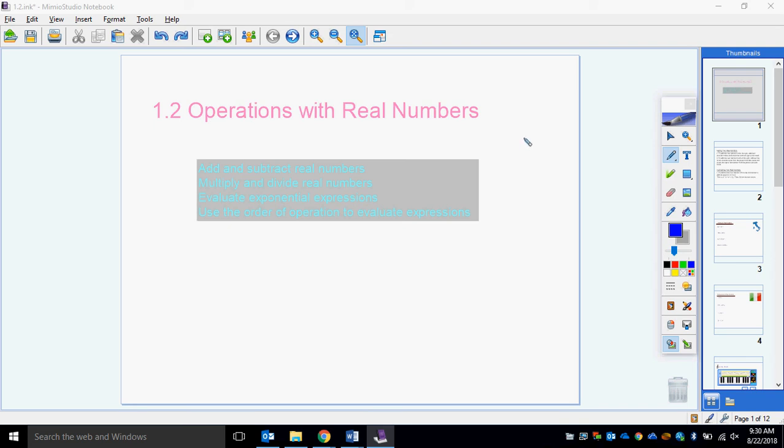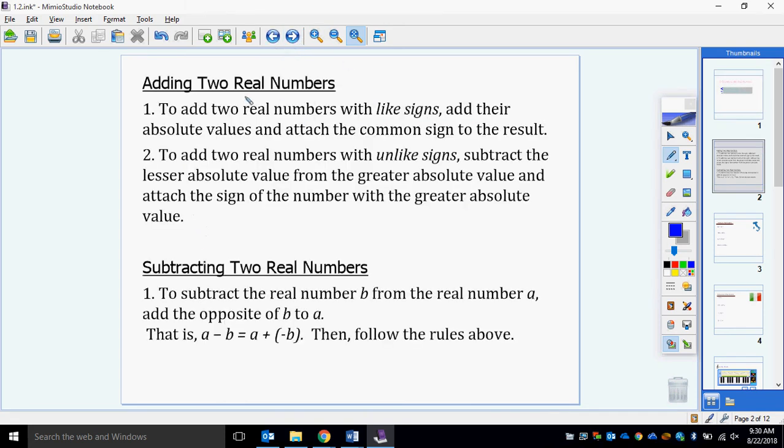1.2 Operations with real numbers. We're going to be adding, subtracting, multiplying, and dividing real numbers, and then evaluating exponential expressions and using the order of operations to evaluate expressions. So first and foremost is adding numbers.